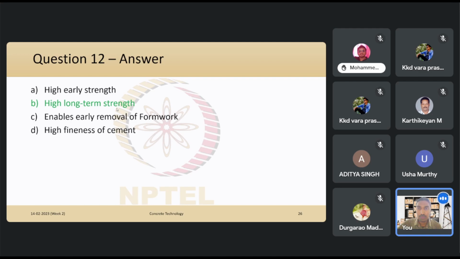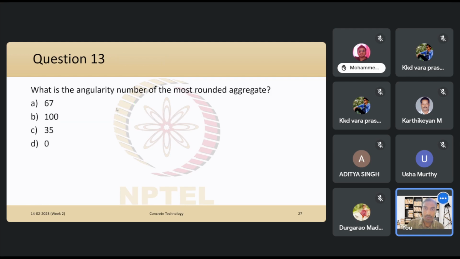Okay, so moving on to question number 13. What is the angularity number for the most rounded aggregate? The options are 67, 100, 35 and 0. Zero, sir. Okay, so let's wait for other answers.